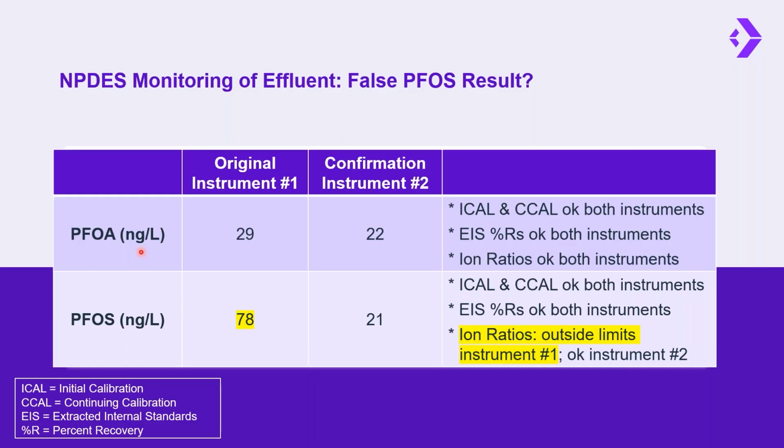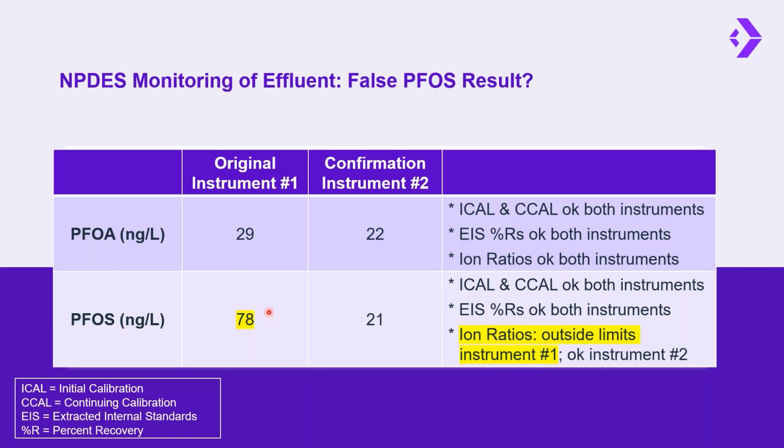So at the time this occurred, EPA method 1633 was not required. So we submitted the sample for analysis using EPA 537 modified, which was common at the time and close to the requirements of EPA 1633, again using isotope dilution and confirmation ions for identification. So with the EPA 537 modified, we received results back of 29 nanograms per liter for PFOA and 78 nanograms per liter for PFOS. And in this case, this PFOS result was qualified by the lab due to the ion ratio being outside of the acceptance criteria.